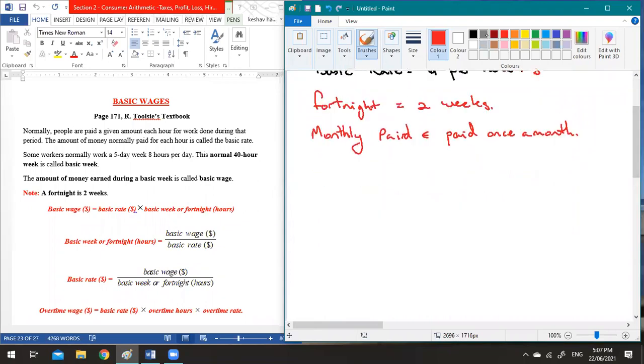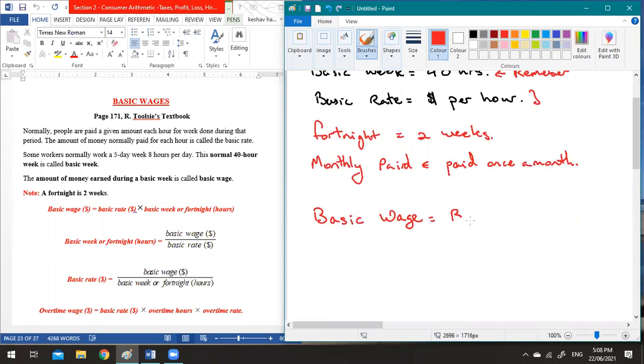Now, to calculate your basic wage, these are the formulas you'll have to remember. Your basic wage is your basic rate by time. That's standard practice. It's the same thing for a fortnight. If you are getting a fortnightly pay, let's say you're getting $1,500 every fortnight, it will be your basic rate by the time, which is the fortnight.